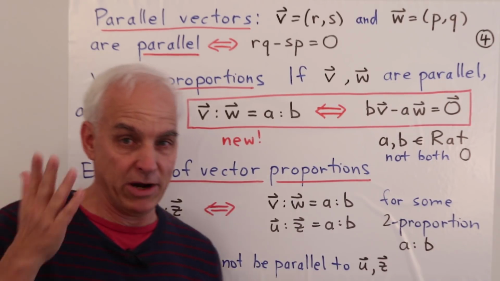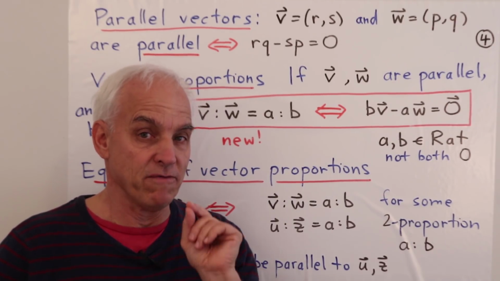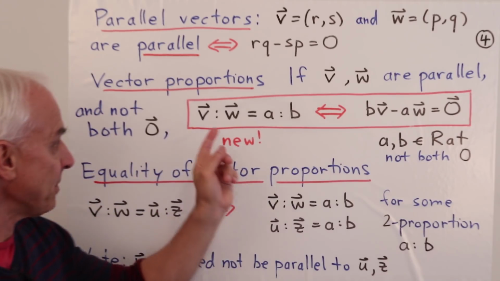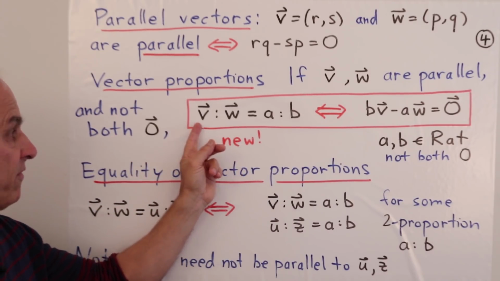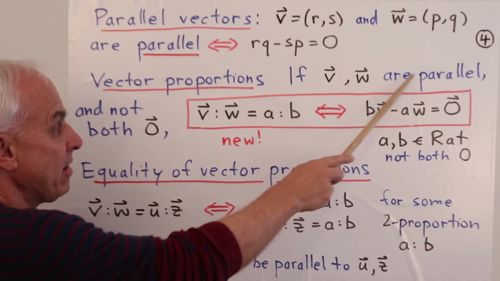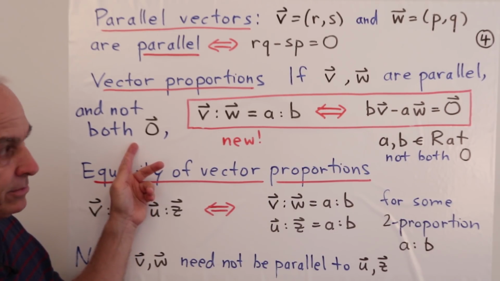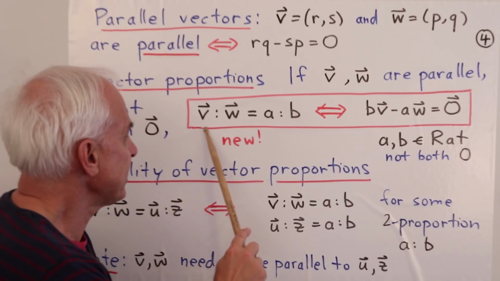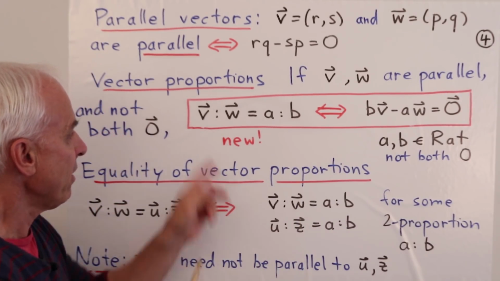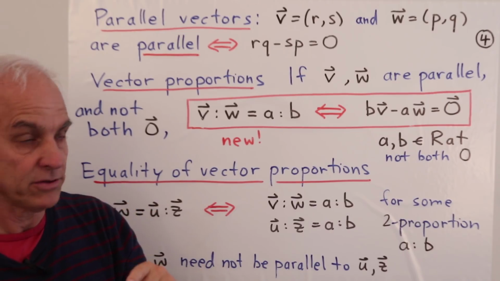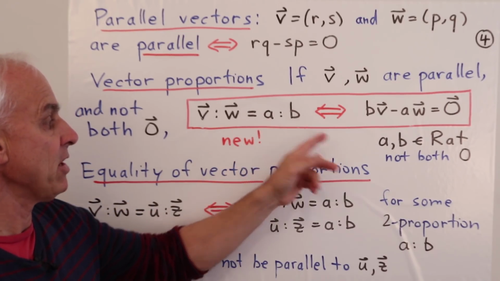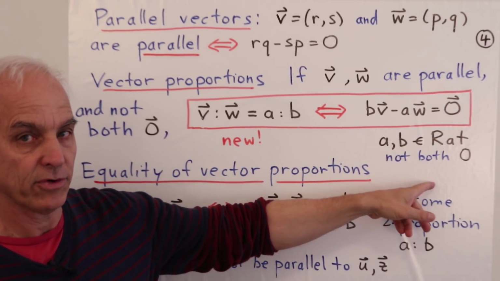So having the notion of parallel vectors, let's now talk about vector proportions. Something in the form v to w, where v and w are parallel vectors and not both 0. Okay, so it's this expression that we want to define. V and w are vectors which are parallel, and a and b are some numbers, not both 0.